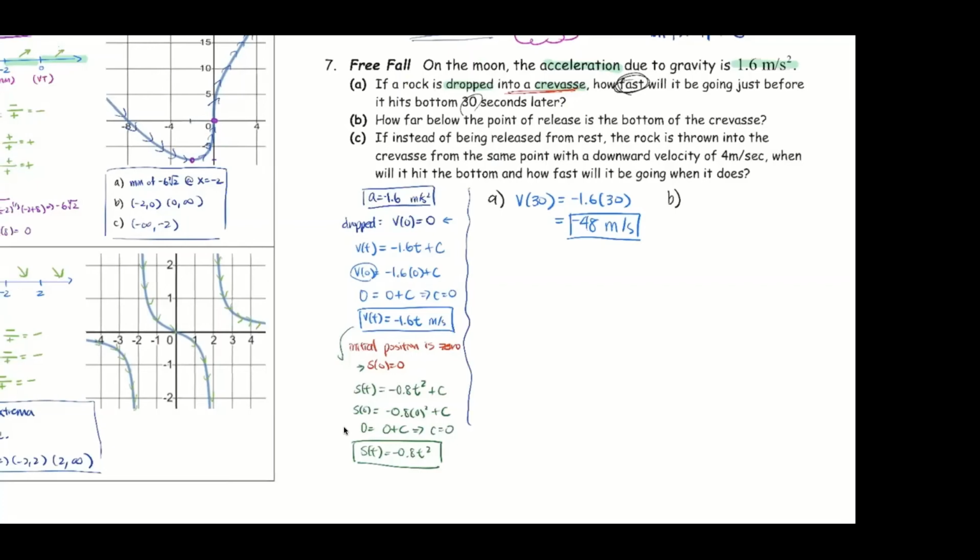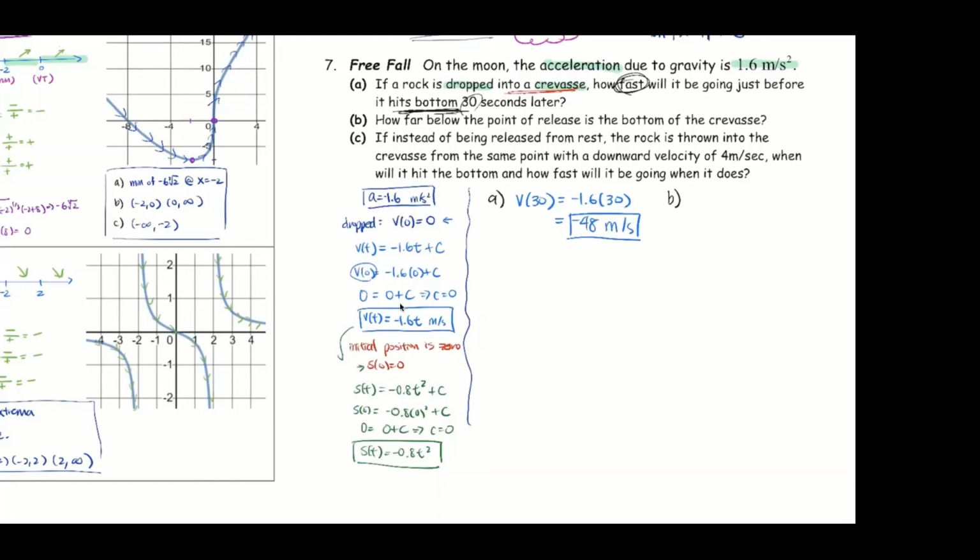It tells you that it's going to hit bottom. So it's going to hit the lowest point possible 30 seconds later. So basically what I'm asking you is what is the position of it 30 seconds later? So then you go, all right, S of 30, right? Negative 0.8 times 30 squared. So negative 0.8 times 900. So how low is this? Negative 720 meters, right?